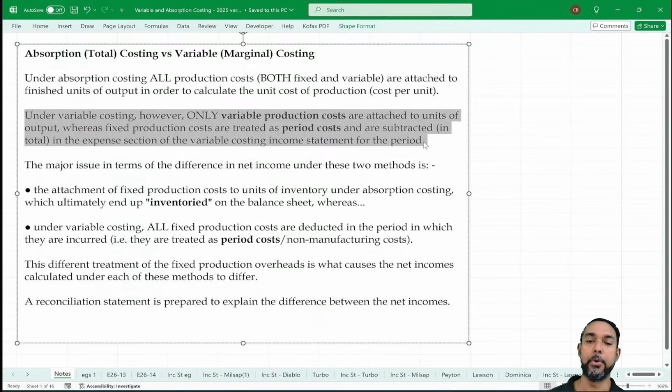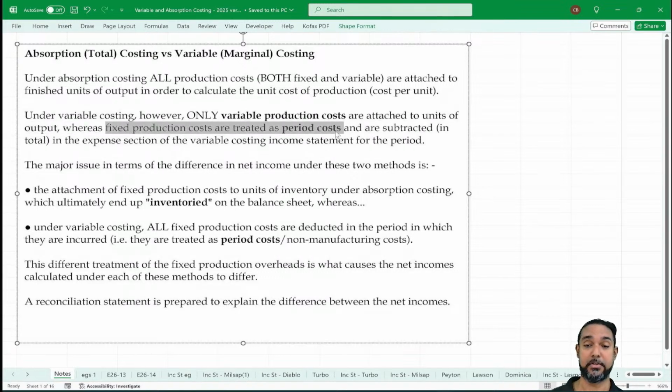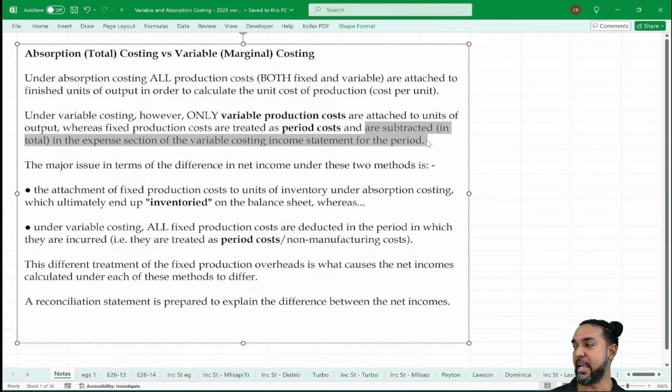Under variable costing, however, we only attach variable costs because we treat fixed costs as period costs. Right? Even though they are production costs, they were incurred in the manufacturing process, we treat them as a cost for the period, like we would treat insurance, or salaries and wages of office workers. We treat it like that. And the reason is because it doesn't differ between the alternatives. It's a fixed cost, right? So we subtract those. Now we do subtract them. It's not that we ignore them in the grand scheme of the income statement. It's just that we don't attach them to the cost of the unit produced, all right?